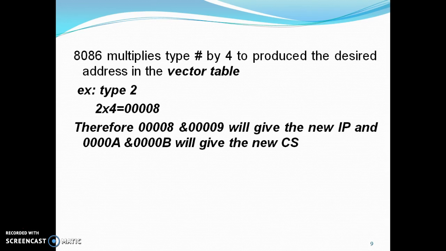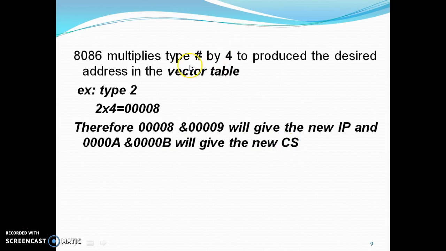8086 multiplies the type number by 4 to produce the desired address in the vector table. Say for example type 2. Now that 2 is multiplied by 4, and you will get 0008. Now 0008 and 9 will give the new IP, and A and B, that is the next memory locations after 9, will give you the new CS.